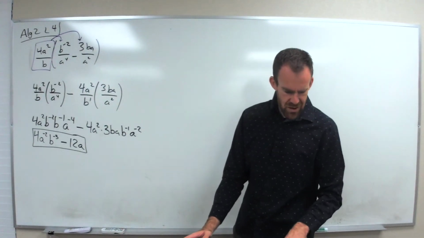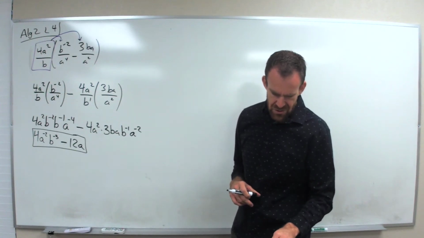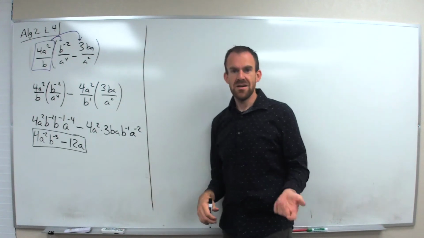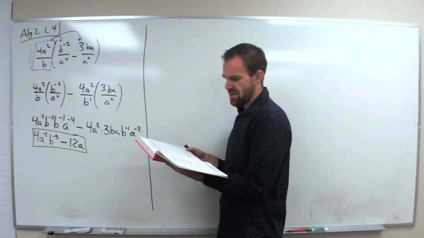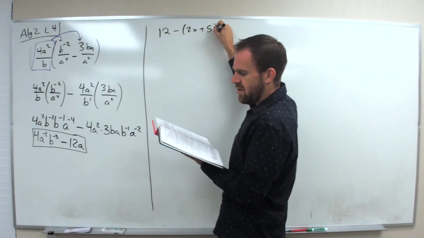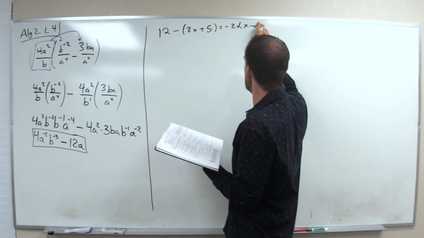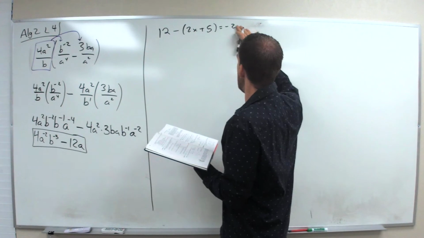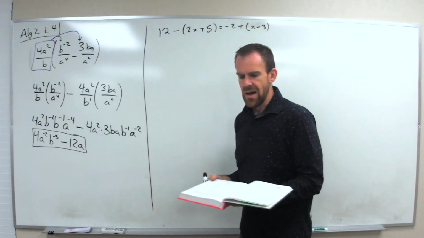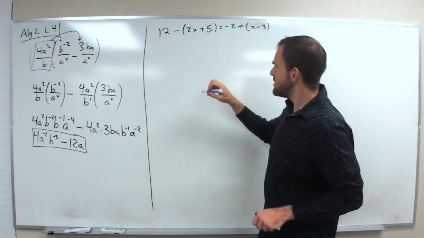Moving on, like a cow would moo, now we are going to solve equations. Remember that what you do to one side of the equation must be done to the other side of the equation. So we have 12 minus 2x plus 5 equals negative 2 plus x plus 3. Oh dear. I'm not erasing well today. Plus x minus 3.